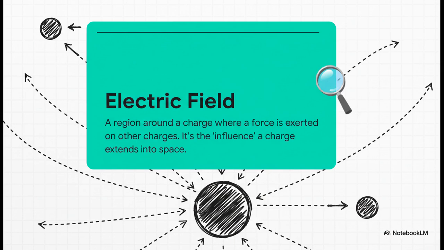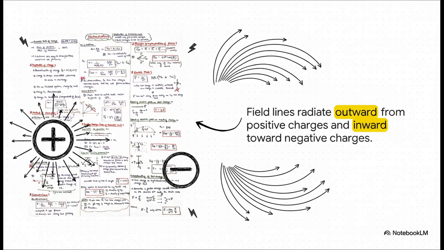So instead of imagining charges acting on each other directly, from a distance, physicists came up with this idea. A charge actually modifies the space around it. It creates what we call an electric field. You can think of it like an invisible region of influence. Then, any other charge that happens to wander into this field feels a force. The field is basically the middleman that communicates the force across empty space. Okay, but if it's invisible, how do we visualize it?